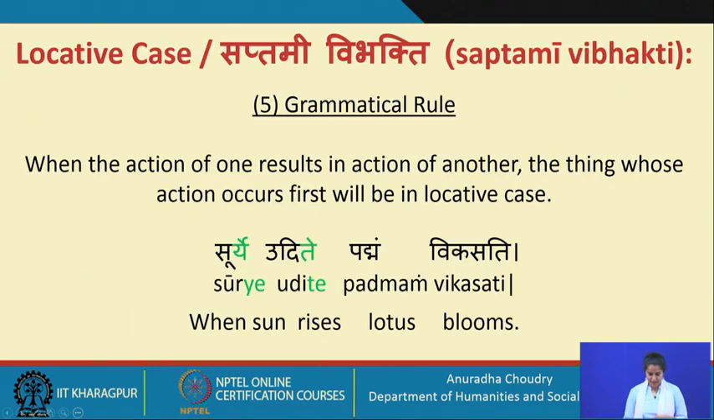So got that? Next, another rule, because these are rules that are a little more specific, so they are not exactly part of the basic Sanskrit, but I am putting them out for you so that you are at least familiar with the different contexts in which they are used. So you have here, when the action of one results in the action of another, then the thing whose action occurs first will be in the locative case. For example, the sun rises and the lotus blooms. They are a cause and effect in a sense. So, Surye Udite Padmam Vikasati. Got that?